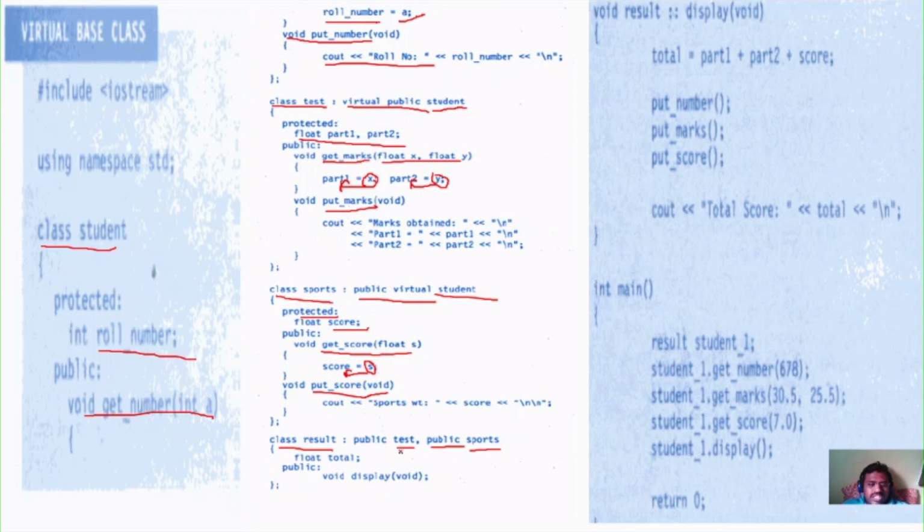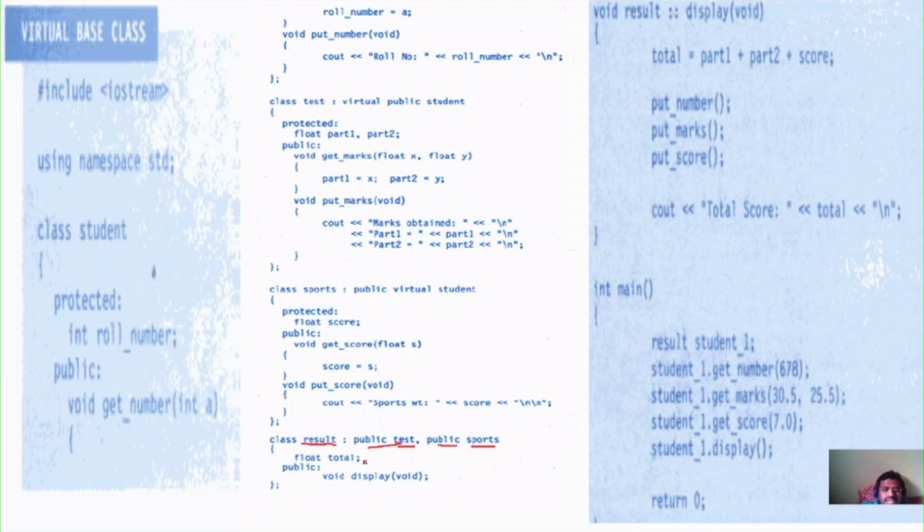What type of derivation is it? Both are public. It is going to contain one private data member called total. Public void display is the only member function it is going to have. Now in result class, it contains only one private data member called total, and only one member function, that is the display function.